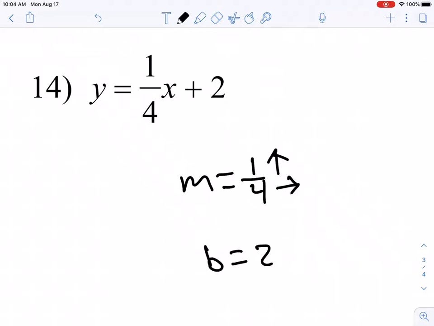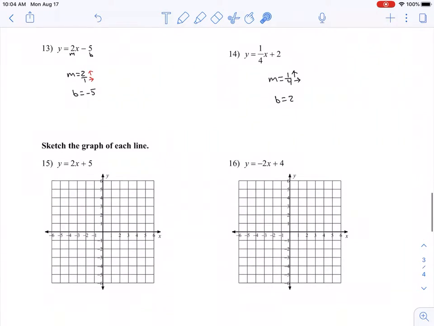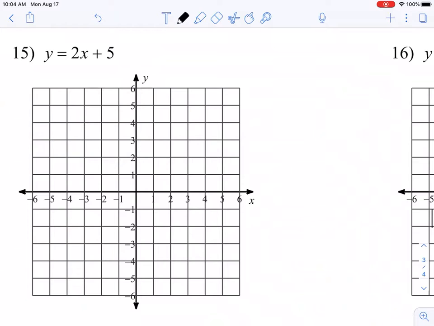Okay, so one of the main hurdles to graphing is being able to identify the information. One of the other main hurdles is being able to identify the direction of the slope. If we can do those two things, then graphing is pretty easy. So for number 15, our m equals 2 over 1, the number next to x, b equals 5. This is positive, so it's going to go up and right.